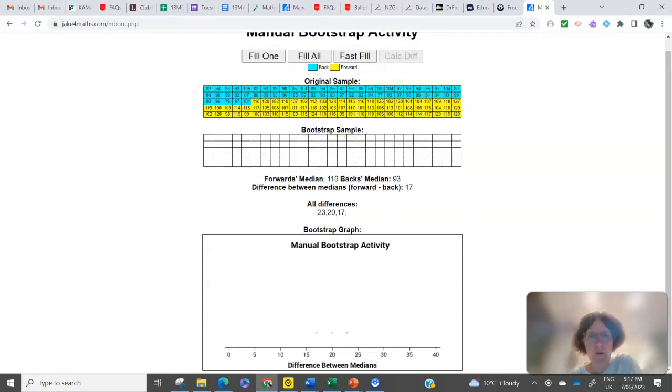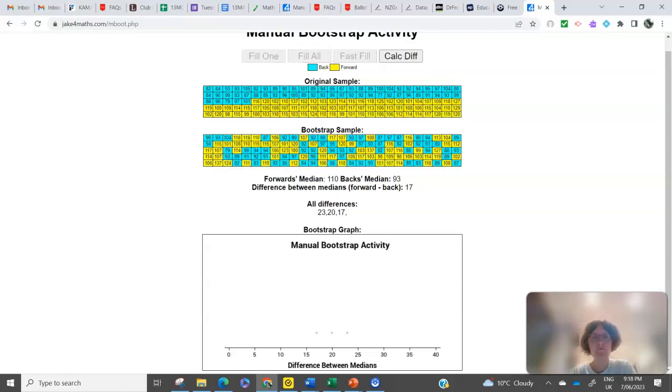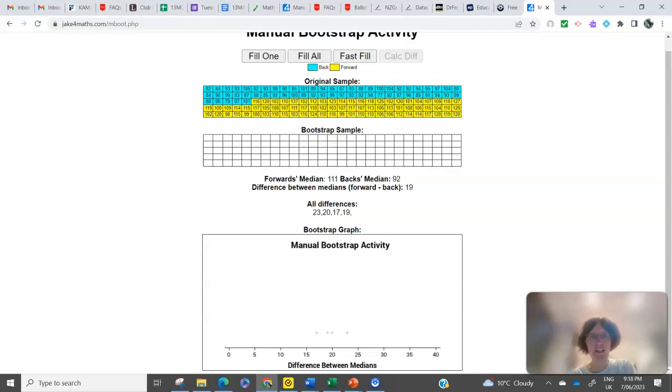Okay, calculate the difference. What do we got? Okay, there's our third one, 17. So what we're looking at is we're going to do this 1,000 times, and we're going to see out of the 1,000, where are the middle 950 of those numbers. So to put us all out of our misery, I'm going to do fast fill now. Oh, no, I actually do have to do this over and over again. Okay.